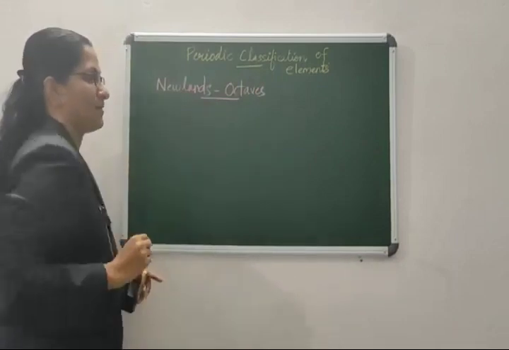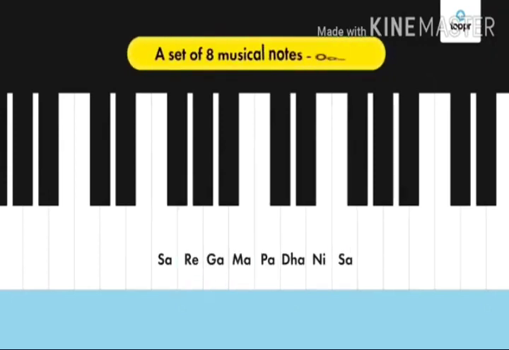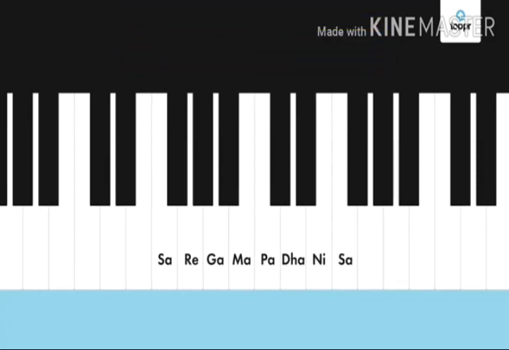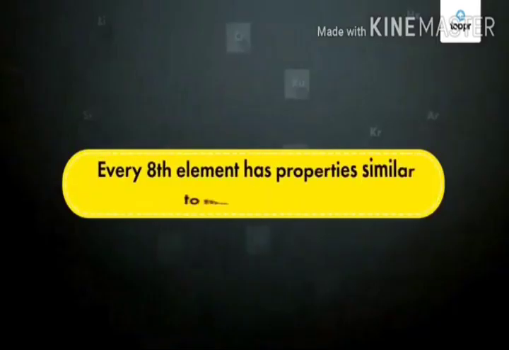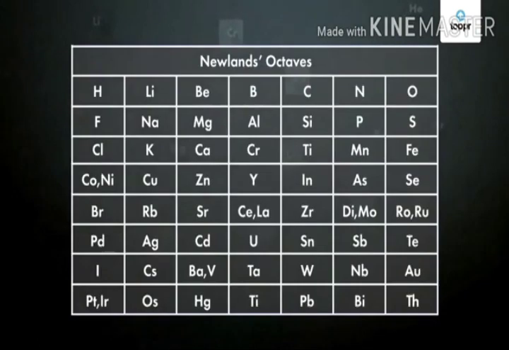Newlands' Octaves. Children, have you ever played a piano? Yes, you can see the 8 musical notes. The set of 8 musical notes is known as an octave. So the first note, sa, resembles the last note. Okay, so every 8th element has properties similar to the first element.